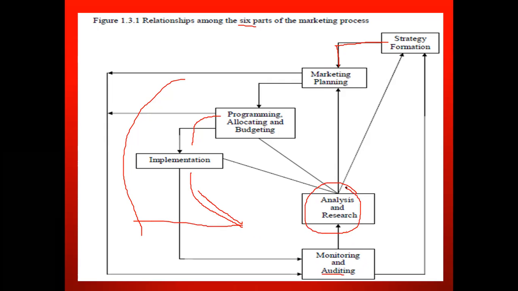This research and analysis wing, what they will do, in the central system, they will check the strategy formulation, how they are going with the marketing planning, whether they are going in a good way or a bad way, how they are programming, allocating and budgeting, how they are implementing. So this will be seen by another process. If you have a small firm or a small shop, this setup is not required. Directly this setup is not required.